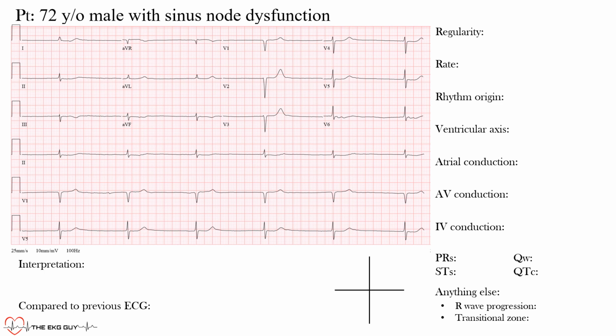And here we have a 72-year-old male with sinus node dysfunction presenting with this EKG. So what I'd like to do is go through these here things on the right, okay? Try to address each one of these issues or aspects of the EKG, and then make a final interpretation. Once you're finished, restart the video and we'll go through it together.